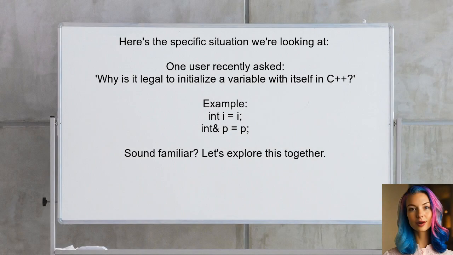Here's the specific situation we're looking at. One user recently asked, why is it legal to initialize a variable with itself in C++? They provided an example where an integer is defined as itself, and even a reference variable does the same. Sound familiar? Let's explore this together.